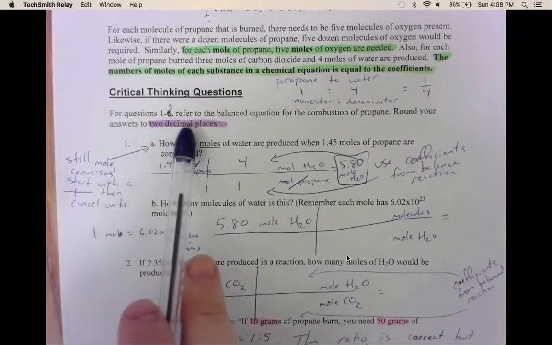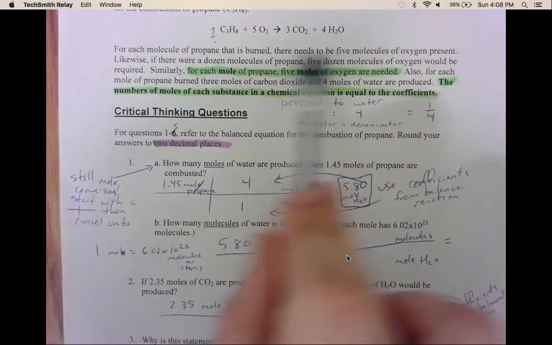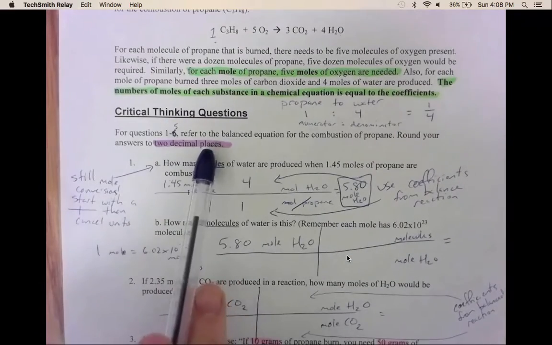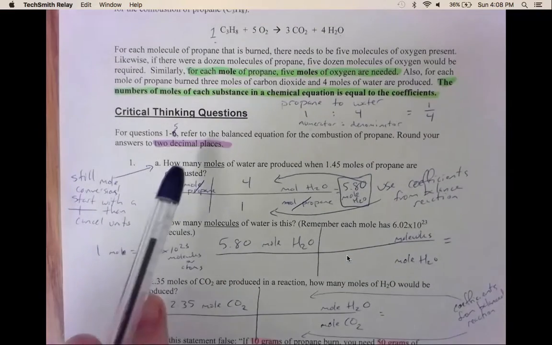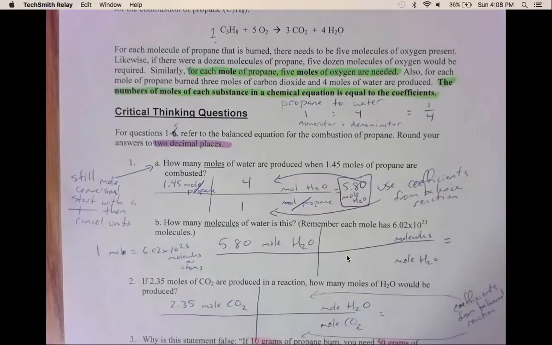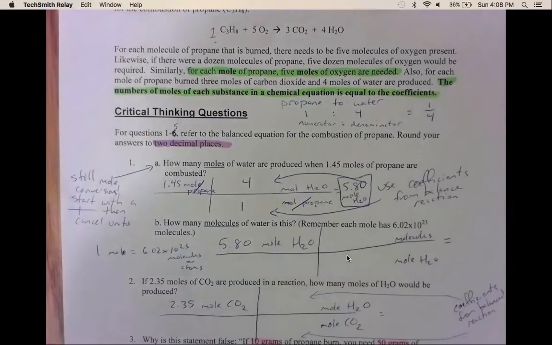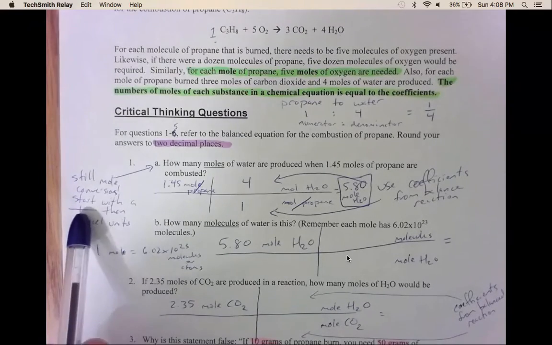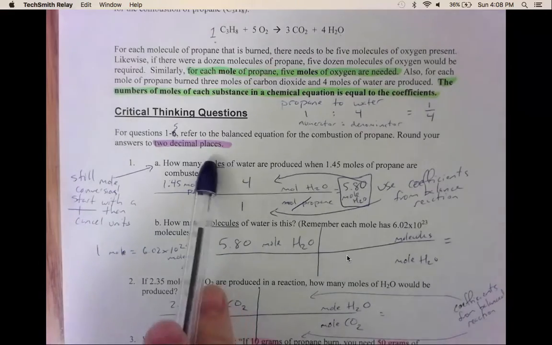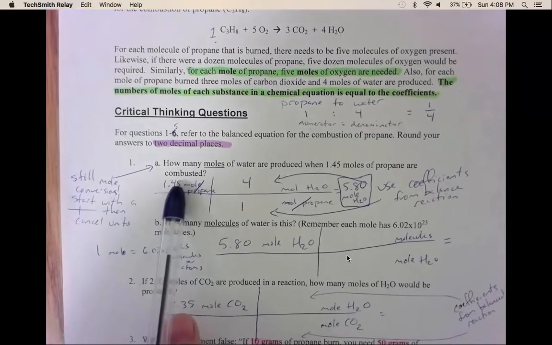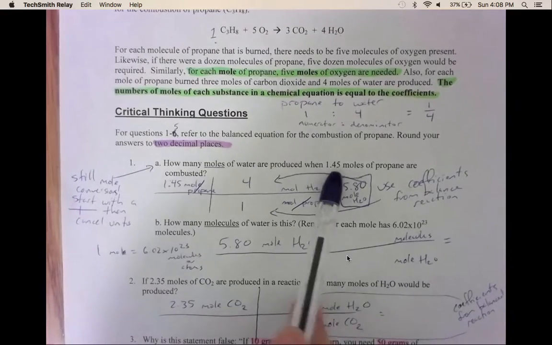So for questions 1 through 5, you're going to be using this balanced equation up here to help you. Make sure you round each answer to 2 decimal places. So the first question is asking you to convert from moles of propane to moles of water. I know you haven't done one like this before, but don't panic. It's still a mole conversion. So we're still going to start with a T, like we have been. So you would start with a T, put what you know on the top left, 1.45 moles of propane. That's what's given to us.